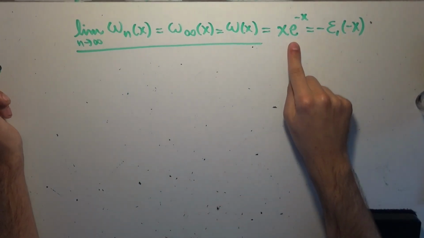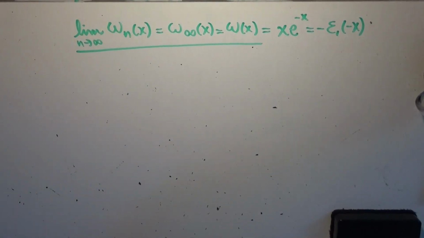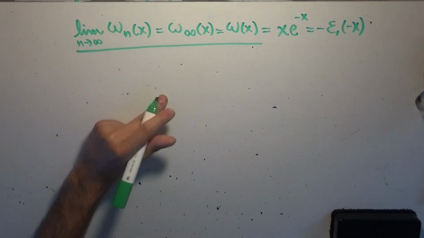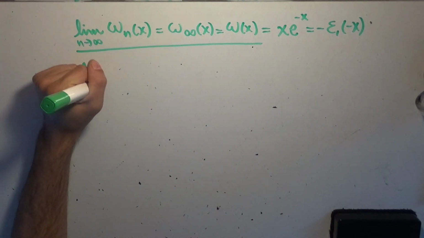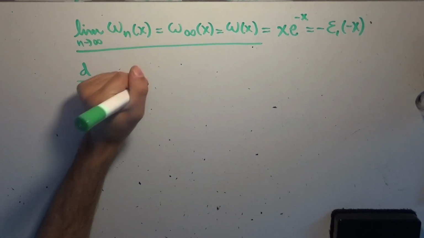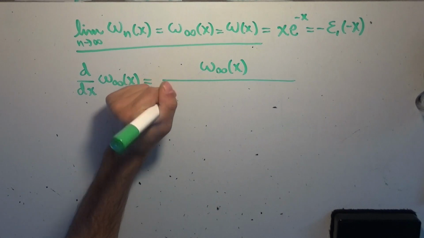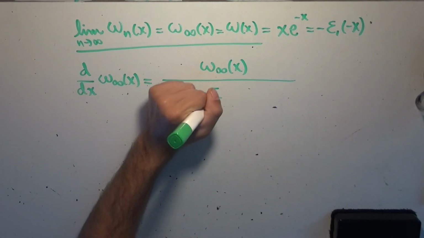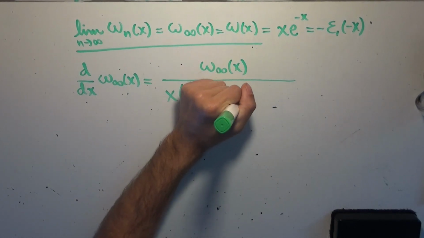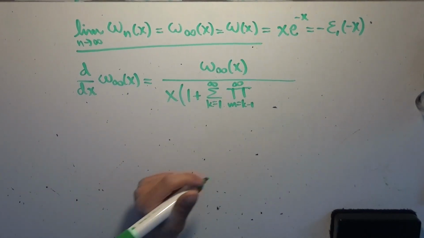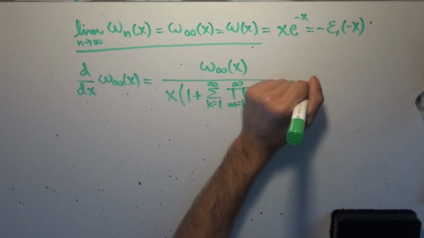So if we take the derivative of this, this should be the same as plugging in infinity into that formula for the derivative of the nth omega function. And let's see what that gives us. So we know that the derivative of omega infinity should be omega infinity divided by x times the quantity 1 plus the sum from k equals 1 to infinity of the product from m equals k minus 1 to infinity of epsilon m of omega infinity of x.